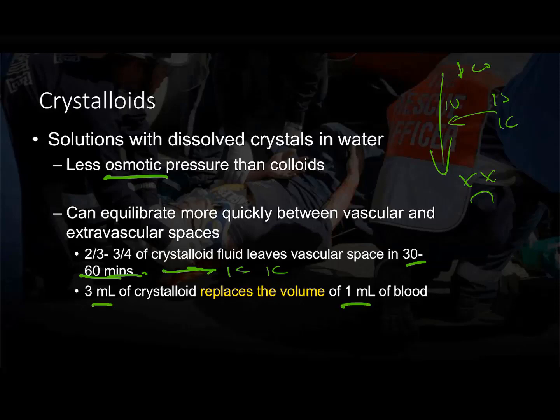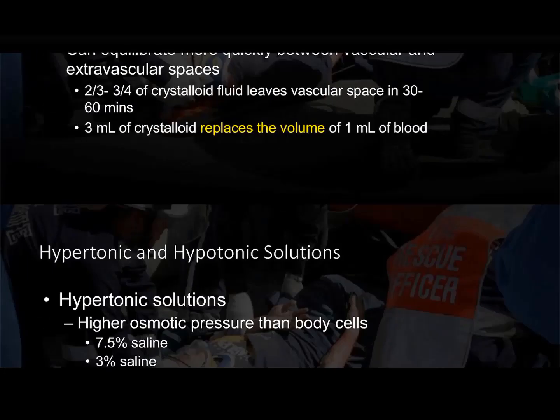Another rough correlation between the amount of crystalloid solution and blood. When we're using crystalloid solutions to replace whole blood that's been lost, generally 1 milliliter of blood is replaced by 3 milliliters of crystalloid.